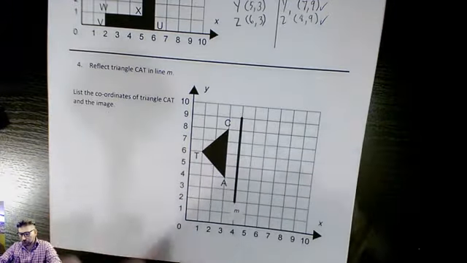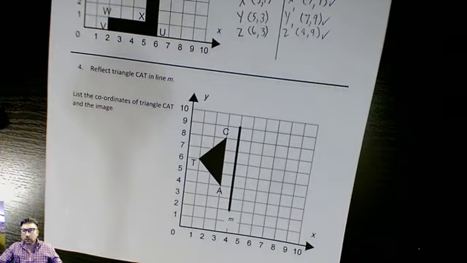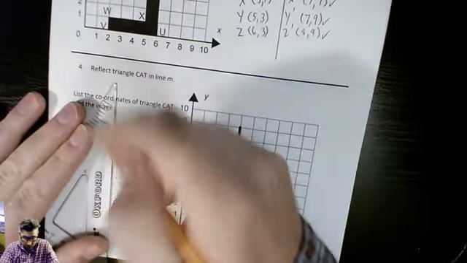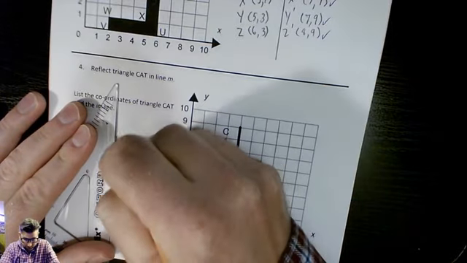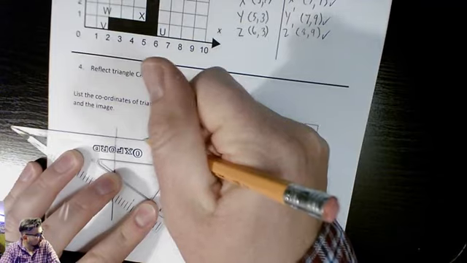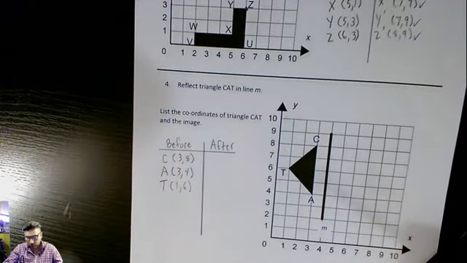So let's first do what we did on the last ones, which was make our before and after chart. So let's put a line down the middle and a line across. And what you want to do is make sure you have brackets with your coordinates always.